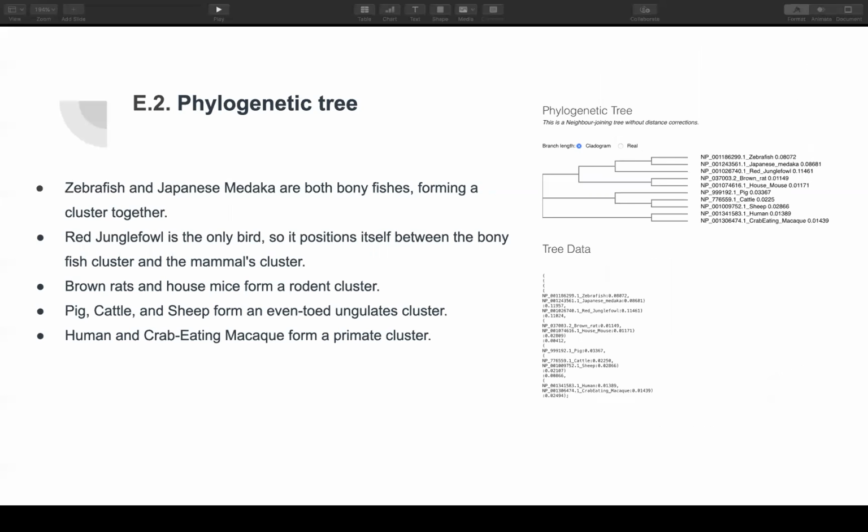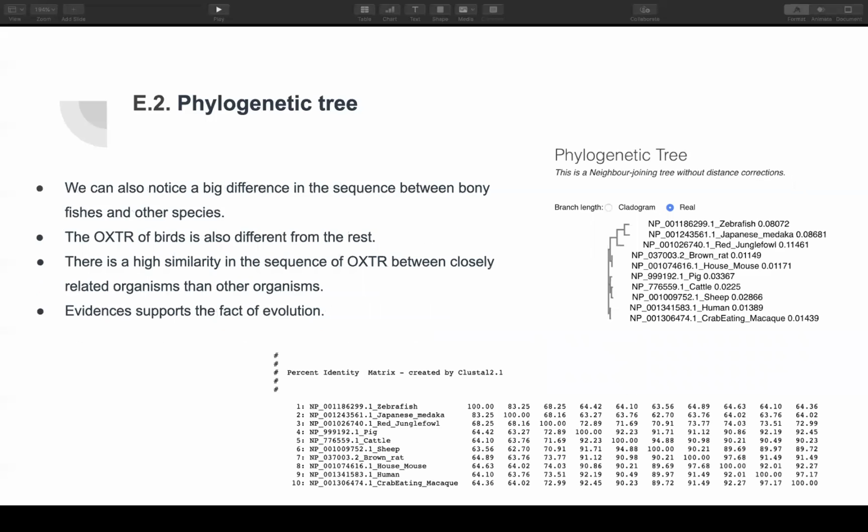And for the phylogenetic tree, we can see that zebrafish and Japanese medaka are both bony fish, so they form a cluster together. The red junglefowl is the only bird, so it stays by itself, and the other species are mammals, so they form a cluster together. So house mouse and brown rat are rodents, they form a cluster together. Pig, cattle, and sheep, even though unrelated, cluster, and the human and crab-eating macaque are both primates, so they are close together. And here is the percent identity matrix and the real diagram of the phylogenetic tree.